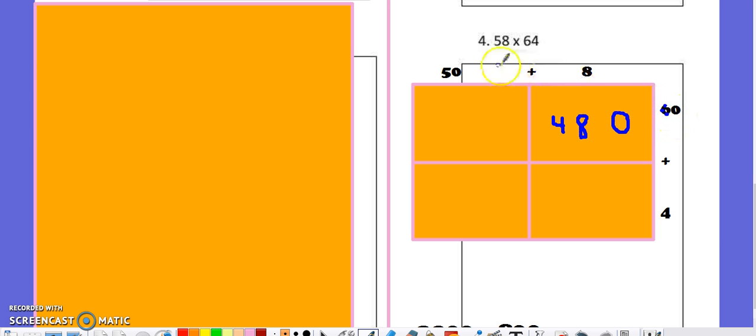Then 60 groups of 50. 5, 10, 15, 20, 25, 30. Don't forget about those zeros. There's 1 zero in 50. And there is 1 zero in 60, leaving me with a total of 3,000 when I'm doing 60 groups of 50. And now I do my math fact for 8 groups of 4.